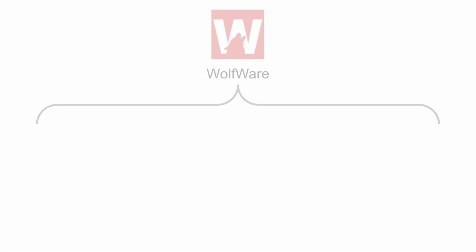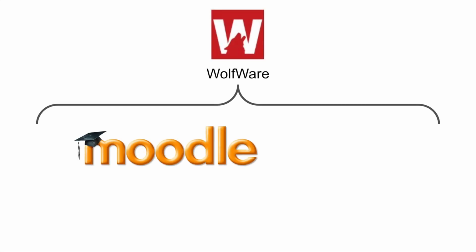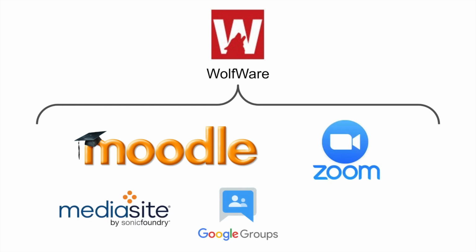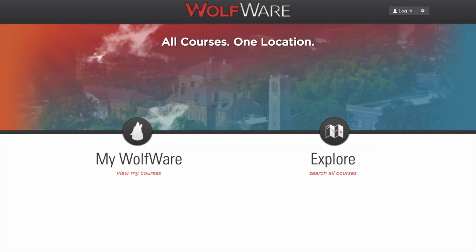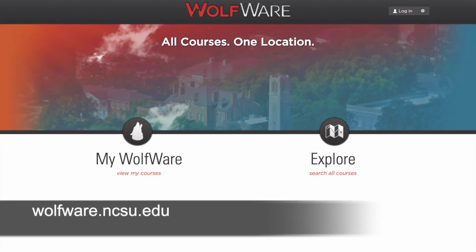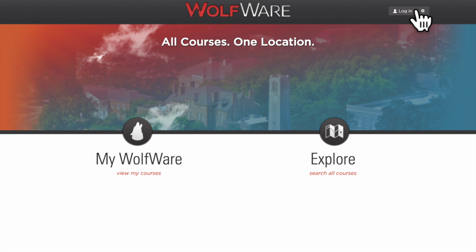Moodle is one of several instructional tools that is included within the larger suite of academic technologies known as WolfWare. Additional WolfWare tools include MediaSite, Zoom, Google Groups, and WolfWare WordPress. In order to use Moodle in your course, you must first request a space in WolfWare and then activate Moodle in it. To start, go to wolfware.ncsu.edu and log in using your NC State Unity ID.